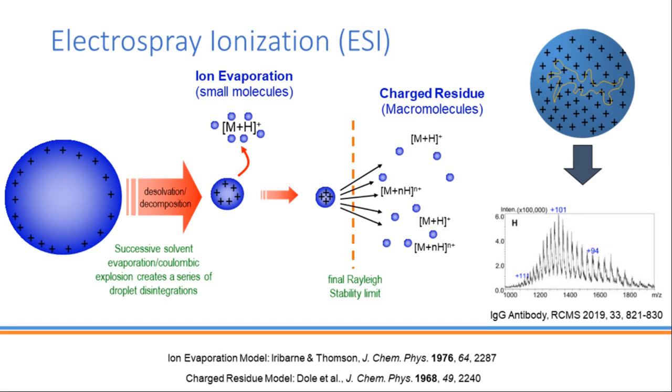So that mass spectrum at the bottom is a 150 kilodalton antibody that's electrosprayed. The most abundant charge state is 101 charges placed on that protein, which effectively brings the mass to charge ratio down into a region where you can measure it with a simple quadrupole mass spectrometer or whatever. So obviously this is really a powerful tool for bioanalysis of proteins and large macromolecules.